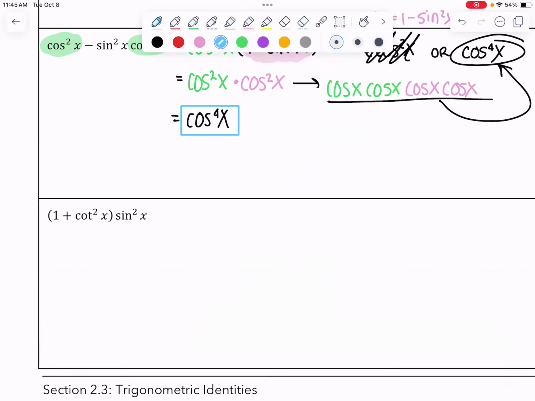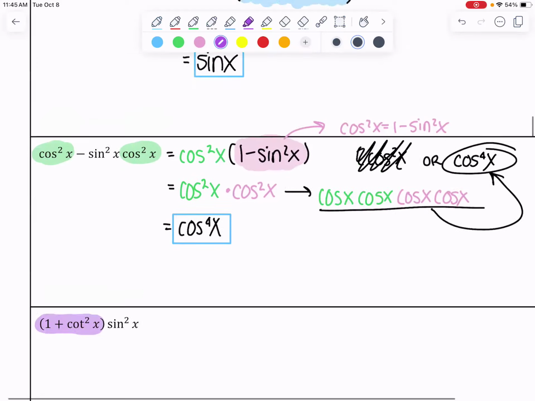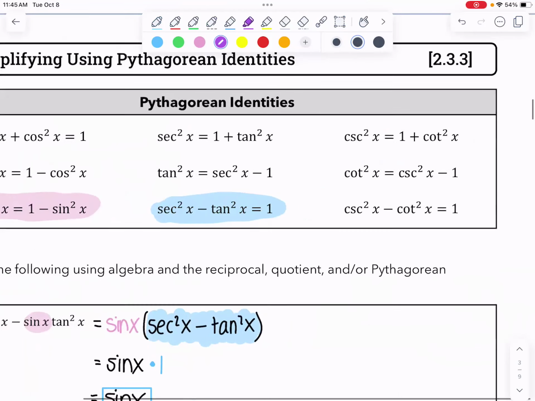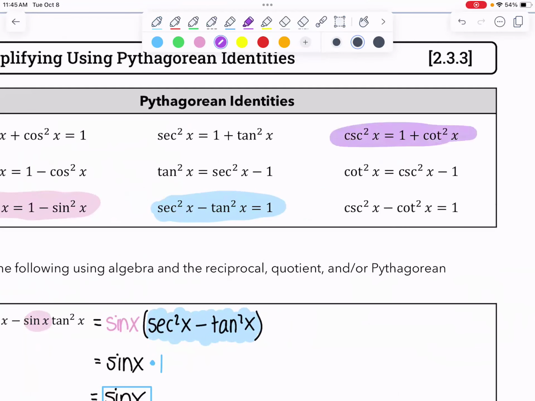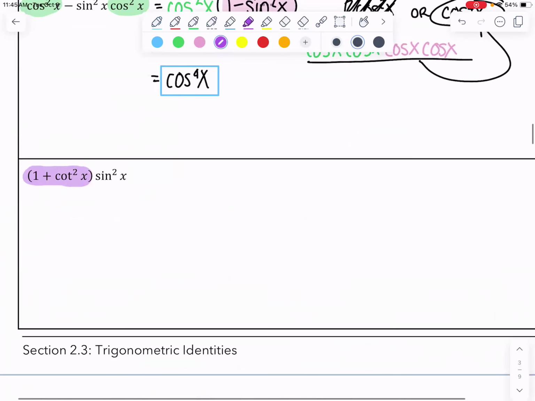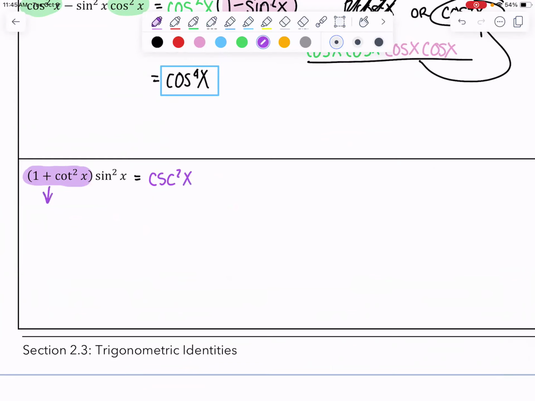Very last one, 1 plus cotangent squared x times sine squared x. Once again, I see this 1 plus cotangent squared x. It makes me think, is there anything there? 1 plus cotangent squared x is equal to cosecant squared x, because cosecant squared x is equal to 1 plus cotangent squared x. We saw that above. And then the sine squared is still there.